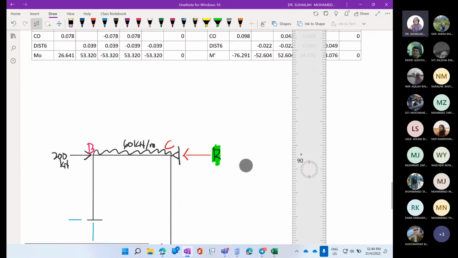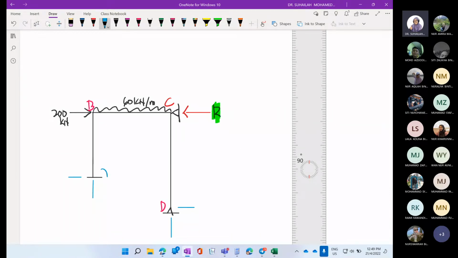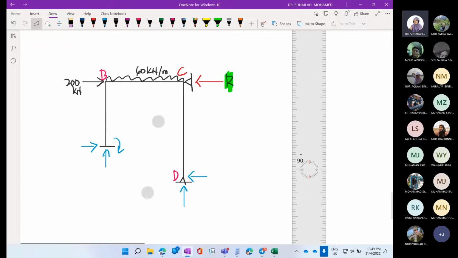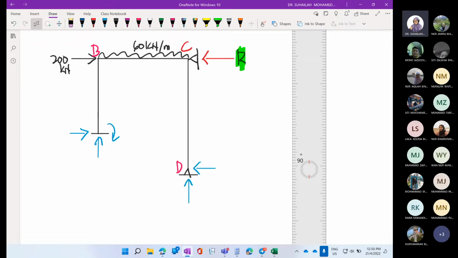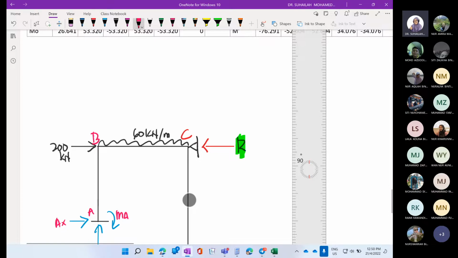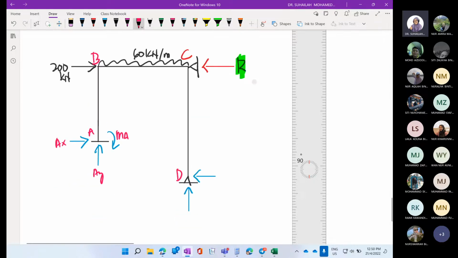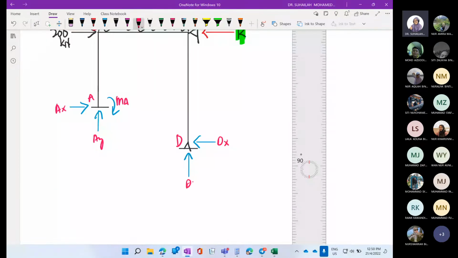And then at A, the moment is positive. So this is the moment. Okay, you have to label all the reaction labels at A and at D. So this is A, so we have AY and AX. This is AY. This is MA, which is equal to this value. Okay, and then we have DX and DY. This one is DX, this one is DY.